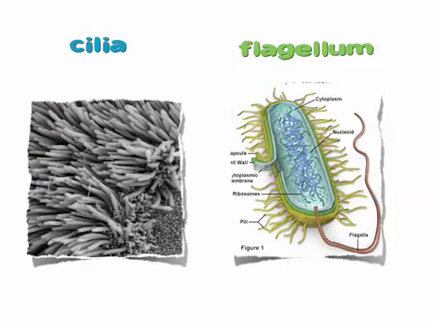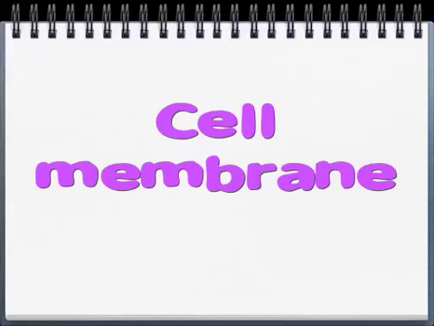Cilia and flagellum help in movement. And then we talked about the cell membrane. There were a couple of things we talked about. The first thing is we talked about its structure.